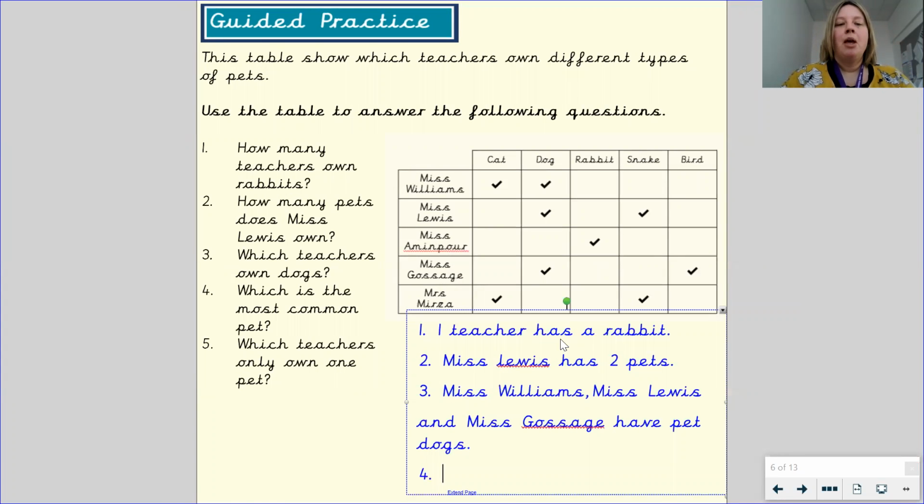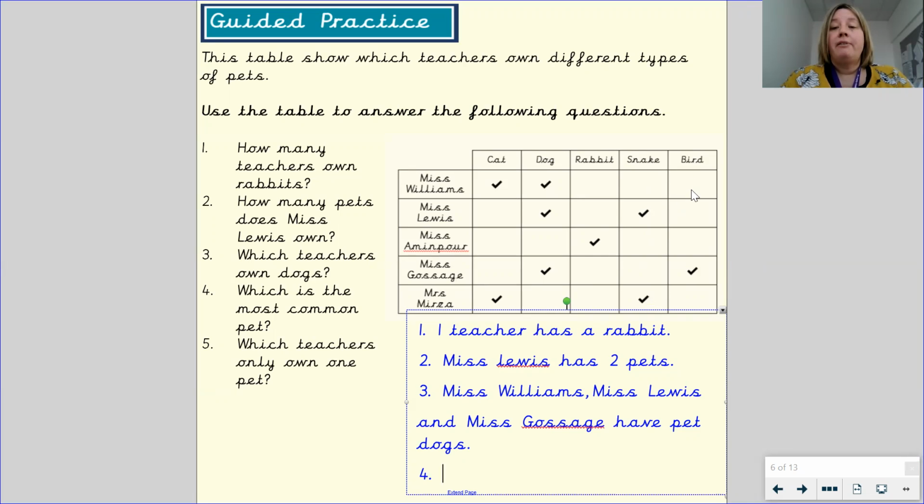Number 4, which is the most common pet? So the most common is the one that most people have. If we look down the cats column, we can see that 2 teachers had cats. If we look down the dogs column, we can see that 3 teachers had pet dogs. If we look down the rabbit column, we can see that 1 teacher had a pet rabbit. If we look down the snakes column, we can see that 2 teachers had pet snakes.